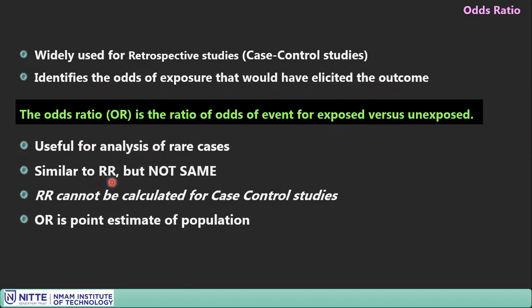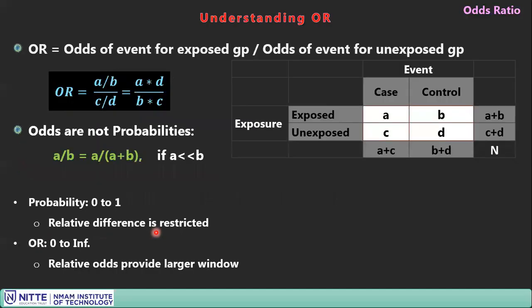It is similar to relative risk, but not the same. That you need to remember. Relative risk cannot be calculated for case control studies, because with relative risk you will be looking in the forward direction, whereas the case control study is in the backward direction in time. So OR is a point estimate of the population, similar to the mean or other variables that you learned earlier. So it's a point estimate, a single value.